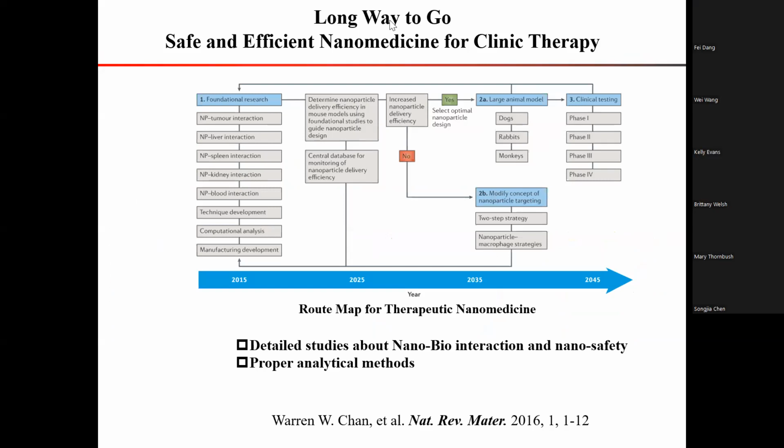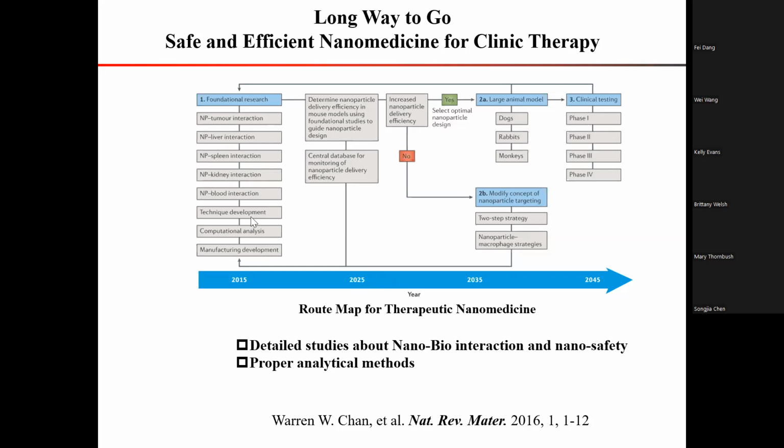So, for example, if we want to use nanomaterials as powerful nanomedicine, we still have a long way to go. One reason is that our biology system is very complex. Another is that we still lack proper analytical methods to study how nanomaterials interact with our biology system. From this roadmap for therapeutic nanomedicine, we still need 30 years to obtain excellent nanomedicines.